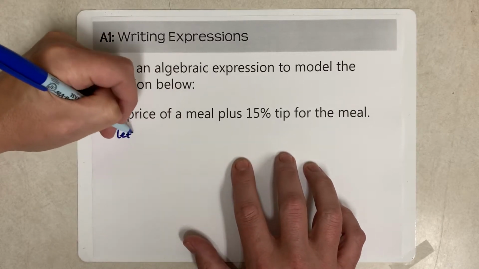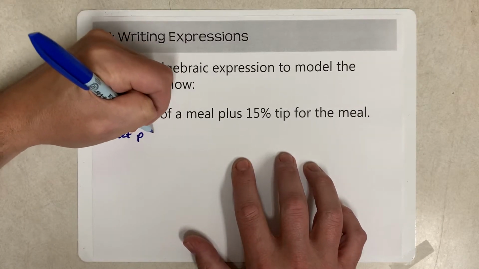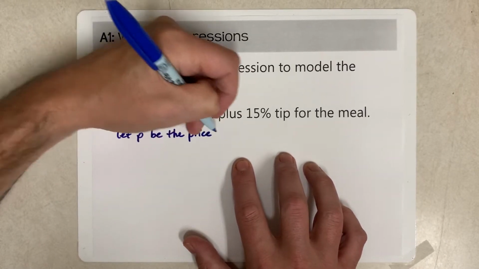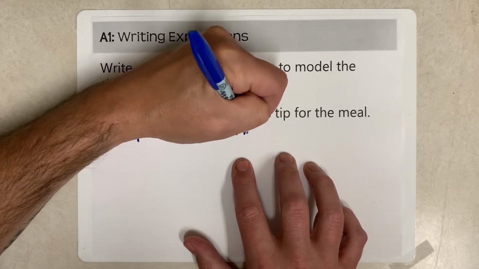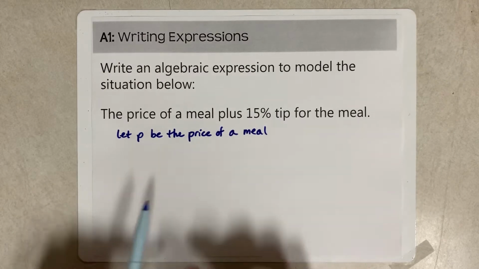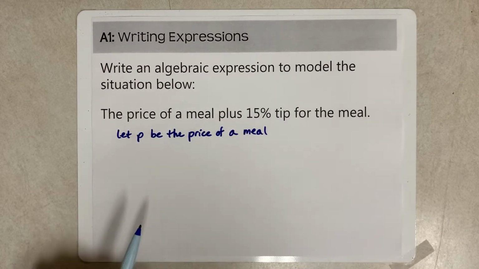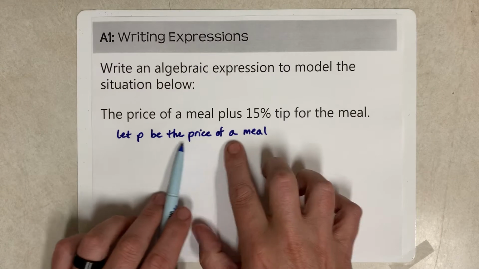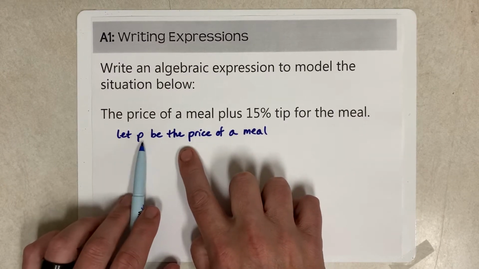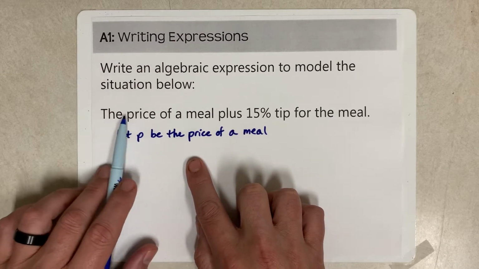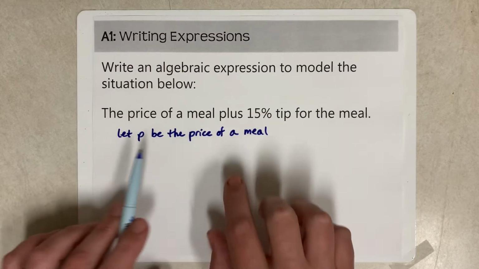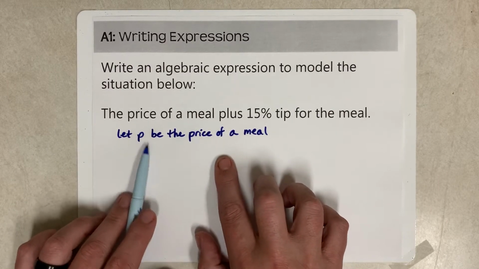So we're going to let P be the price of a meal. More often than not, it's okay if you just decide, well, I'm just going to use P. In upper level classes, they're going to want you to do this, and this is called defining your variables. And you're telling somebody what this variable stands for, especially if it doesn't begin with the first letter like this one does. And so sometimes you have to write this out to let the next person know what that variable actually is in your expression.